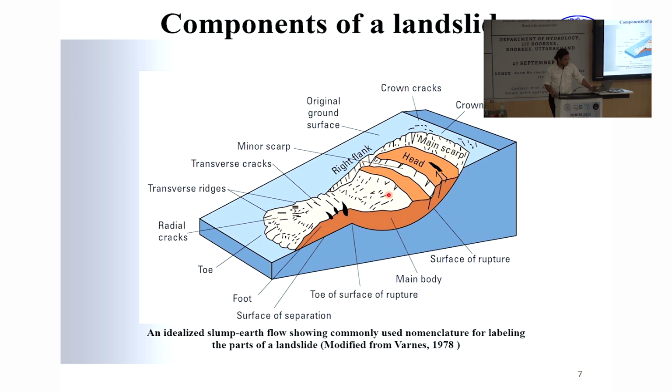Very shortly, I would like to give you an introduction on the components. Is it clear till now? Any question? If there is a question, please stop and ask. These are the components of landslide. So we have the original ground surface here given in teal color. For landslide, we need a slope. If there is no slope, there will be no landslide. And the steeper the slope, the more chance there is for landslides.